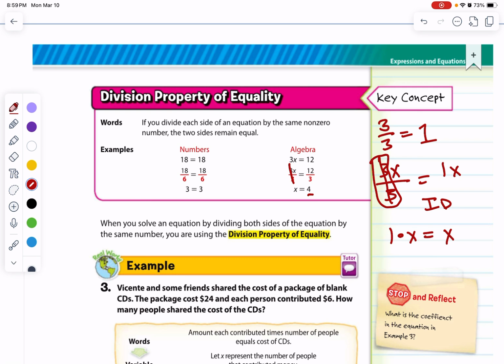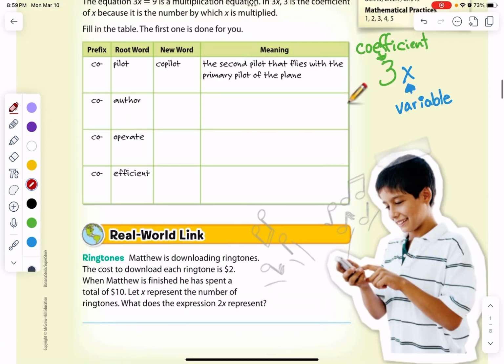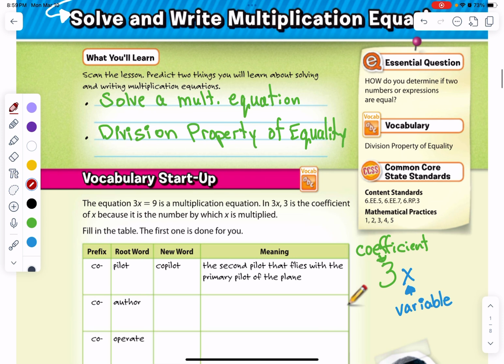Okay? If you don't fully understand everything I just said, it's okay. Please write down this title, this definition, and these two examples, and then we'll go back up to the first page. What are we learning about today? How to solve a multiplication equation and what the division property of equality is all about. Okay, so let's get started.